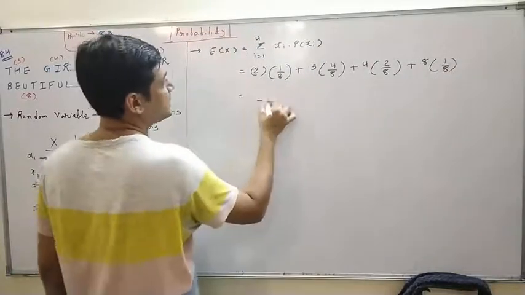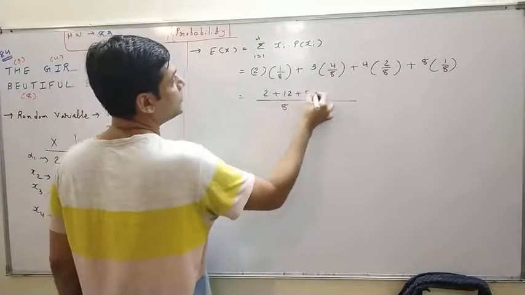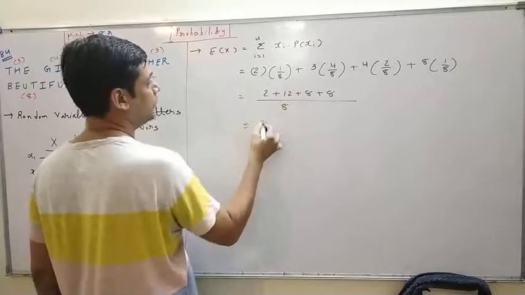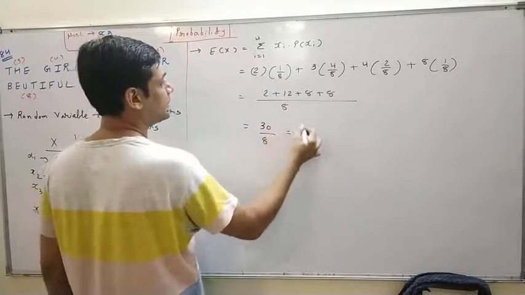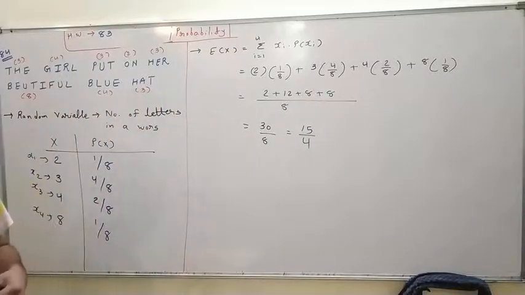So LCM is 8. 2 into 1 is 2, 4 3s are 12, 4 2s are 8, 8 1s are 8. 2 plus 12 is 14, 22, 30 by 8. It's 15 by 4. Second time 31 by 8 will come. We get 30 by 8.